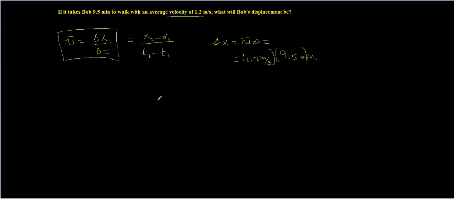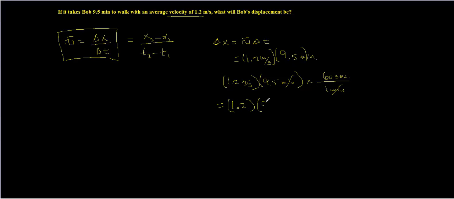So we can just multiply 1.2 meters per second and then convert 9.5 minutes by multiplying by a factor. So here we got 9.5 minutes, and of course we can use the unit factor of 60 seconds for every minute, right? And then we can see that the minutes will cancel out, and then all you have to do is multiply straight over.